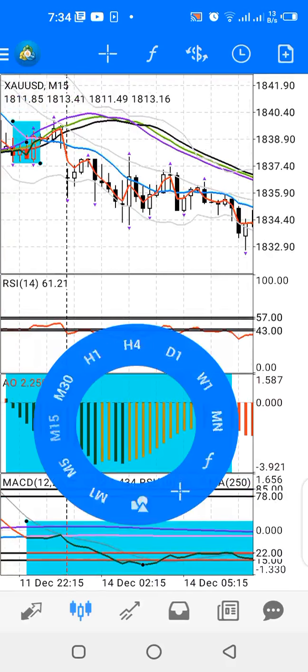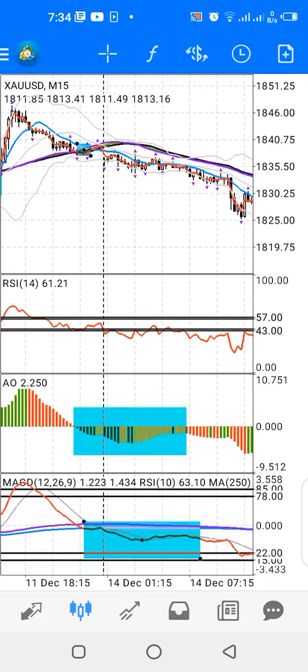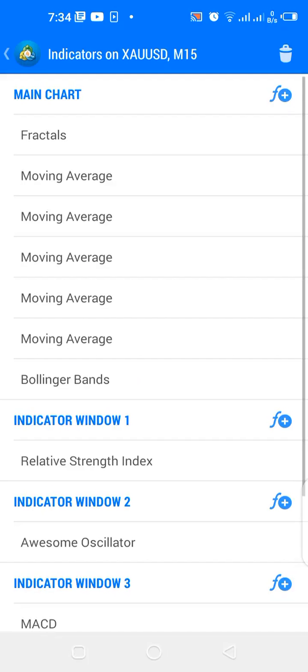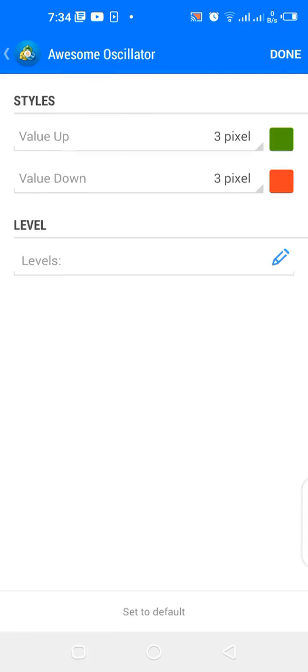Okay, that's indicator window 2. All right, this indicator window 2. Let's look at the settings. Okay, we have awesome oscillator. The value up style color is green, and the value down color is red.